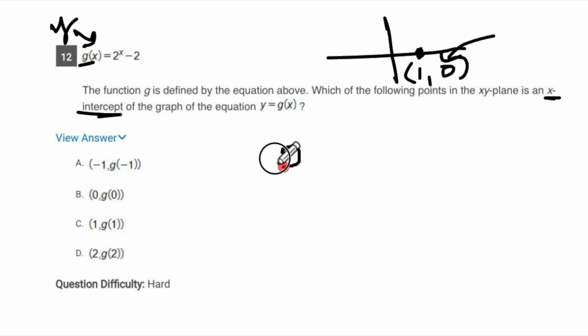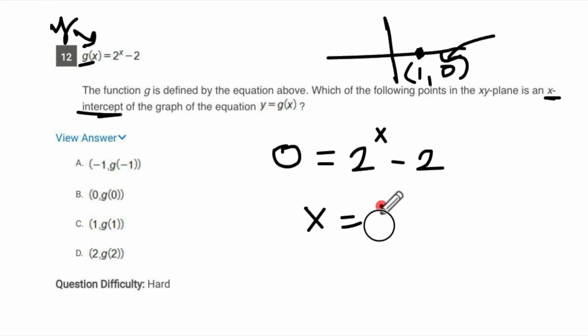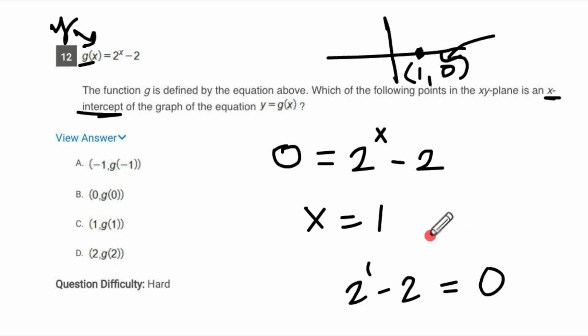So I'm just going to set this whole thing equal to y. Instead of g of x, I'm going to put 0 because that's your y value. 2 to the x minus 2. So what value of x would make this equal to 0? Well, if x equals 1, it's going to be 2 to the 1 minus 2, which does equal 0. So x has to be 1. So I'm going to look through here.